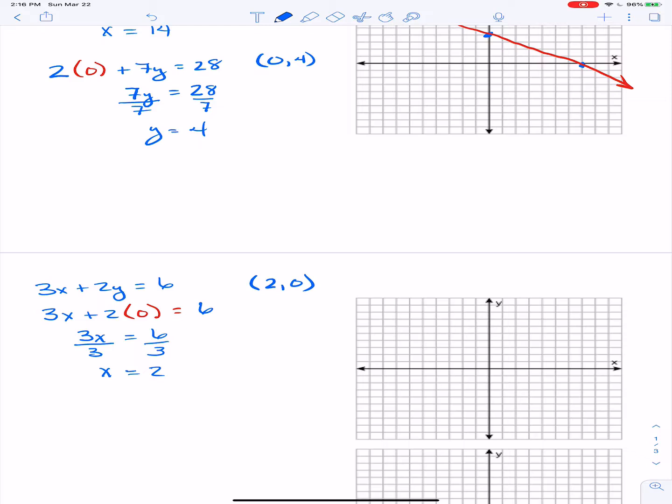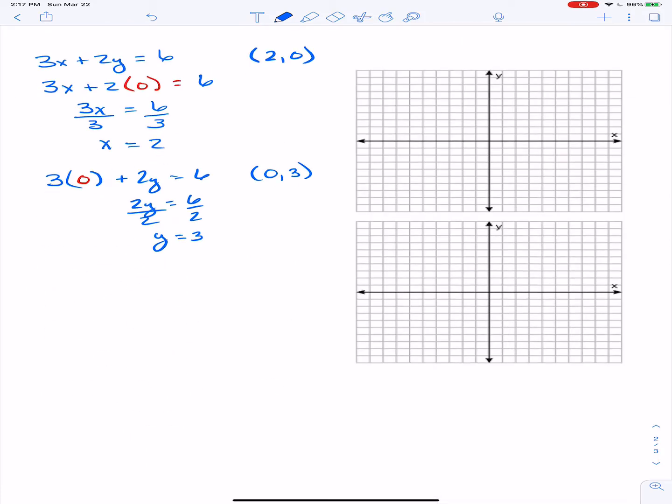Then I'm going to do the same thing for my y. This time I'm going to make x equal to 0. I'm going to substitute 0 in for x. And then I'm going to solve for y. Okay, so I get 2y equals 6. Divide by 2. And so y equals 3. And in this case, our point is 0 comma 3.